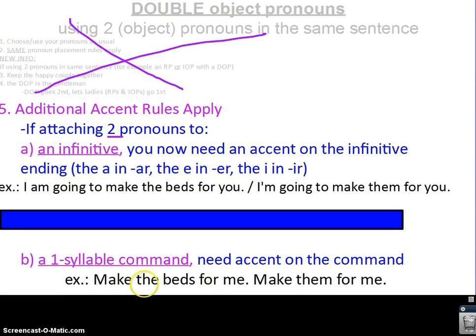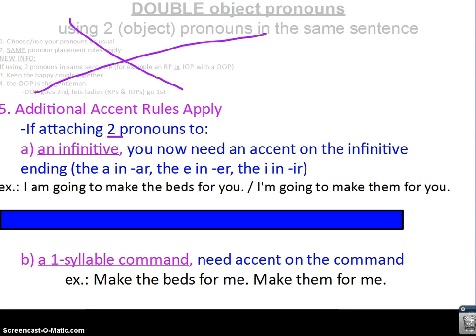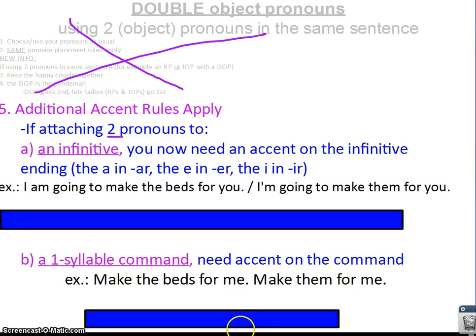Skip a line, write these example sentences, make the beds for me, make them for me. Skip another blank line so that we can fill in the Spanish together, and then leave room after that. Please press pause now if you're not done. I'm going to move on.